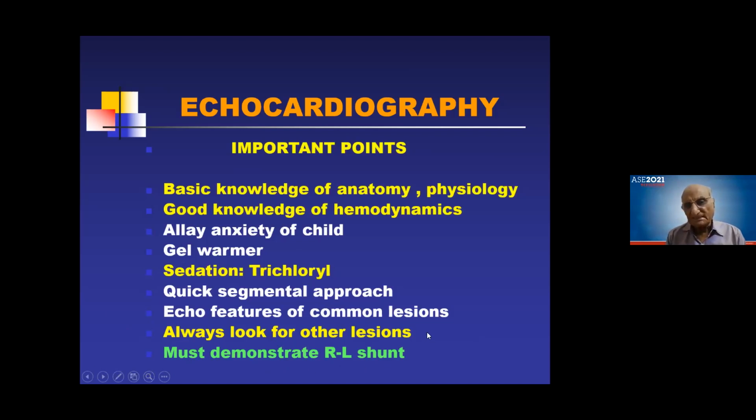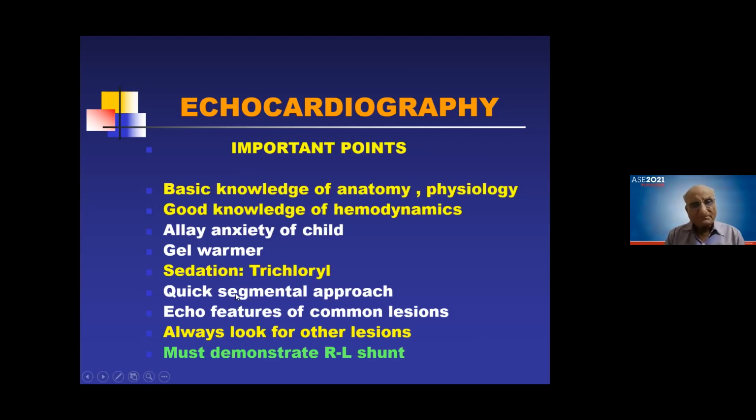If you have found an ASD, you should not be happy that you have found the ASD. See everything, because many of these congenital cardiac lesions have multiple lesions, so always look for others as a normal practice. And once you see a cyanotic heart disease, you must demonstrate a right to left shunt, because unless you demonstrate a right to left shunt, it doesn't satisfy the diagnosis of a cyanotic heart disease.